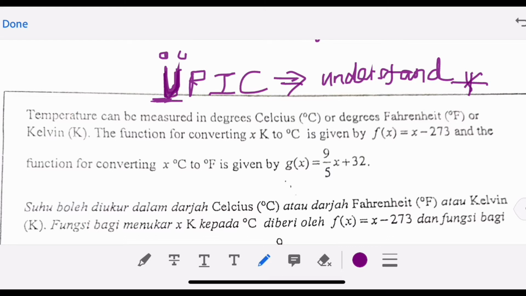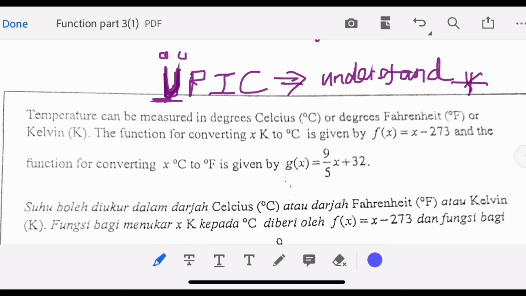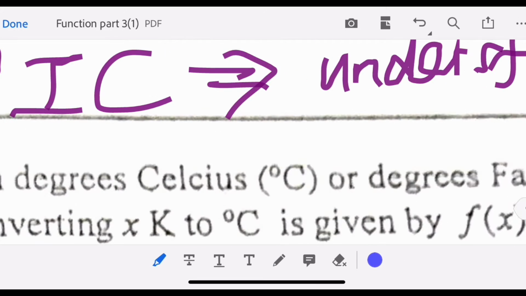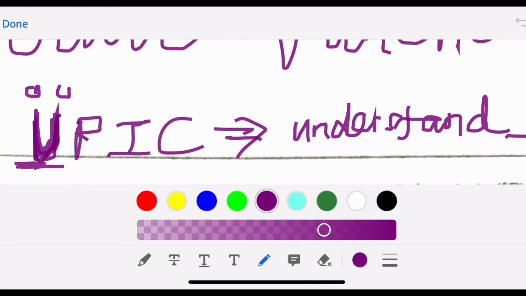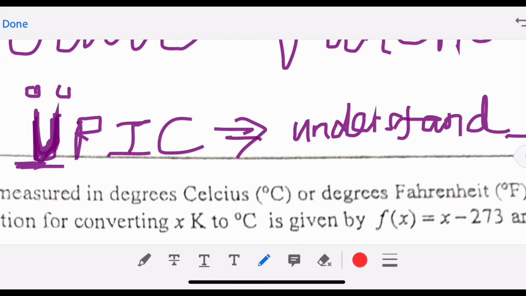P is planning. After you understand, then only can you plan. When you plan, that means you are going to write down what formula you want to use, right? So planning involves a formula or concept. You plan how to do it. And I is when you start to substitute the values inside, implementing.